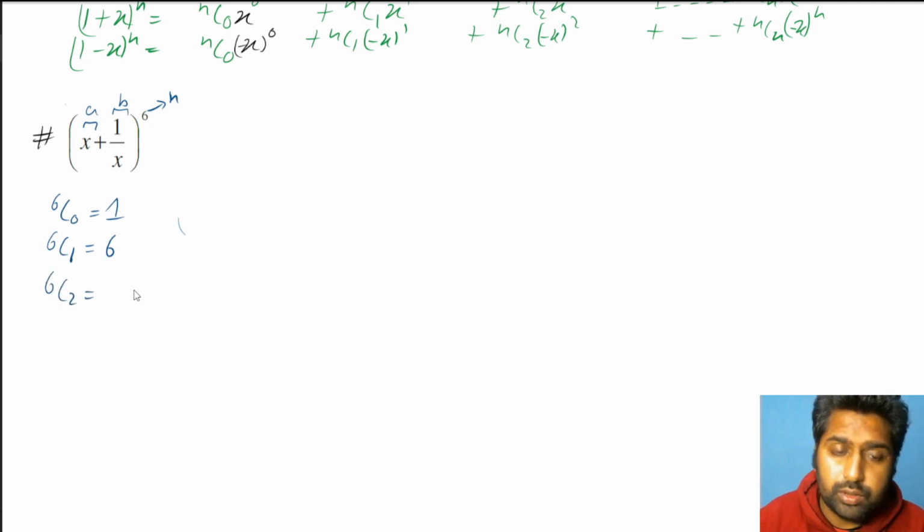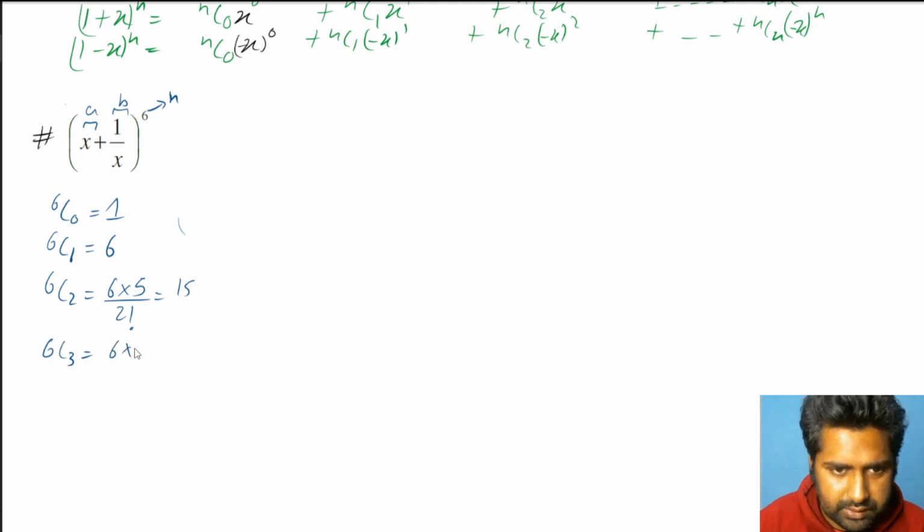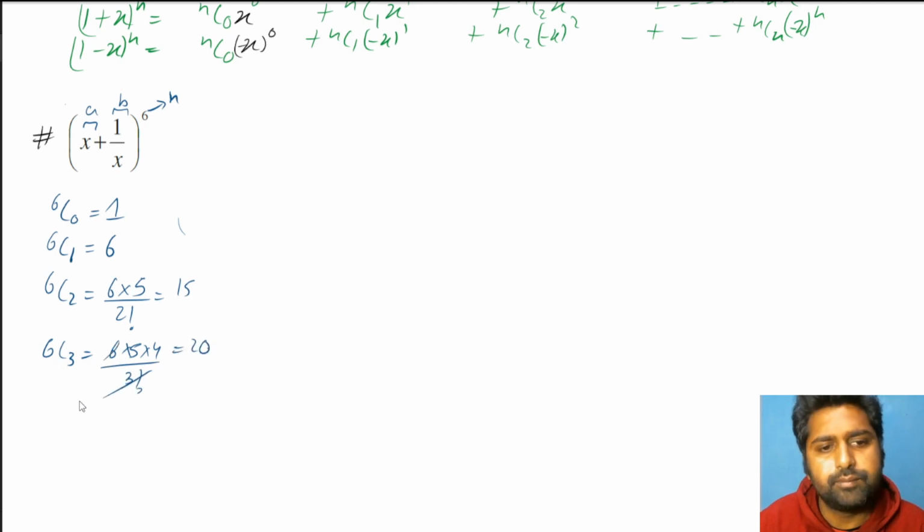6c2, I told you how to calculate this. 6 into 5, write down two numbers, and divide by 2 factorial. So that's 30 by 2, 15. 6c3, write down three numbers backwards, 6 into 5 into 4 and divide by 3 factorial, which is 6. So that's 20. Now comes 6c4.